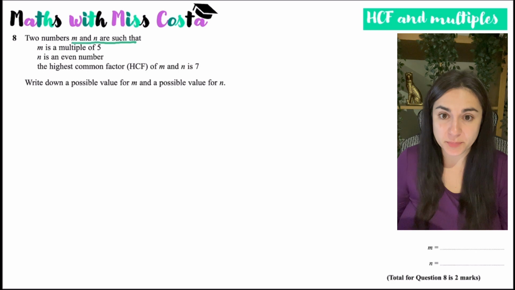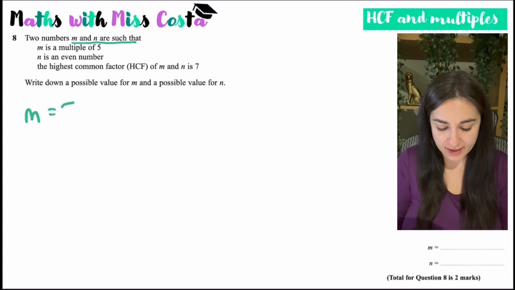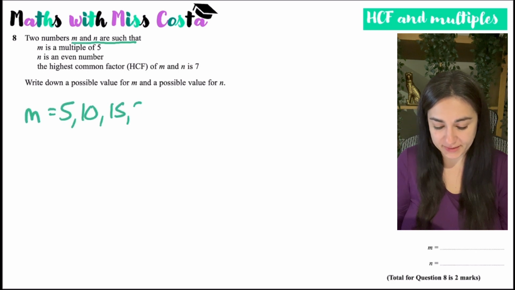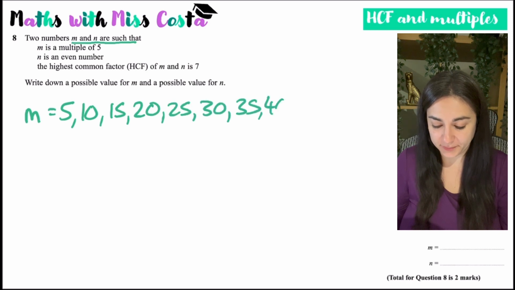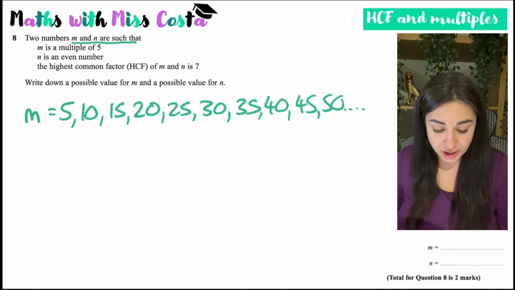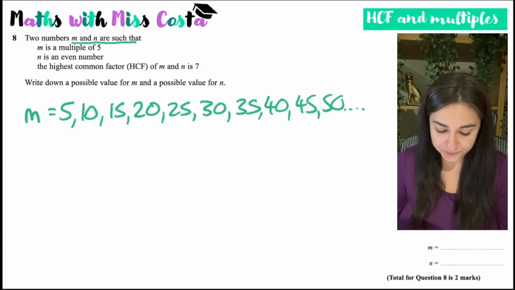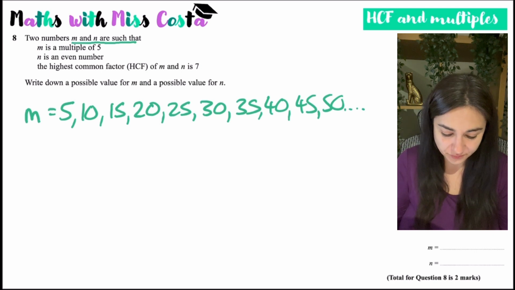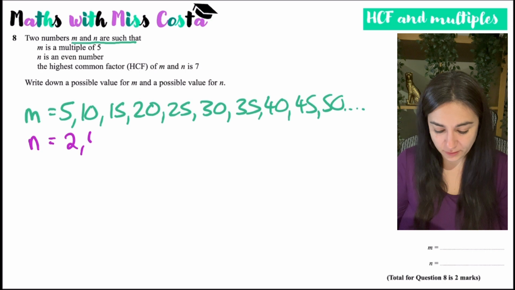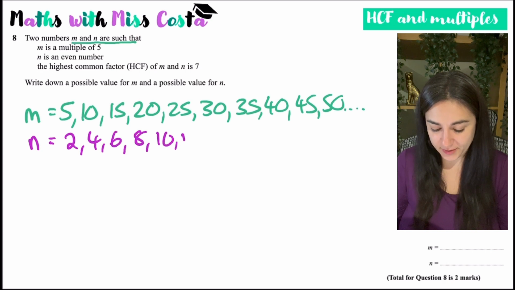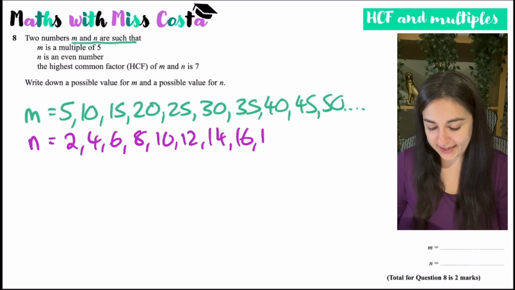m is a multiple of 5. So I know that m has to be a number in the 5 times tables. Okay, so multiple of 5 just means a number in that number's times tables. So I could just write out the first few multiples of 5. I know that n is an even number, so anything ending in 2, 4, 6, 8 or 0. I don't need to, I could write them out. It could be 2, 4, 6, 8, 10, 12, 14, 16, 18, 20, 22, and so forth.